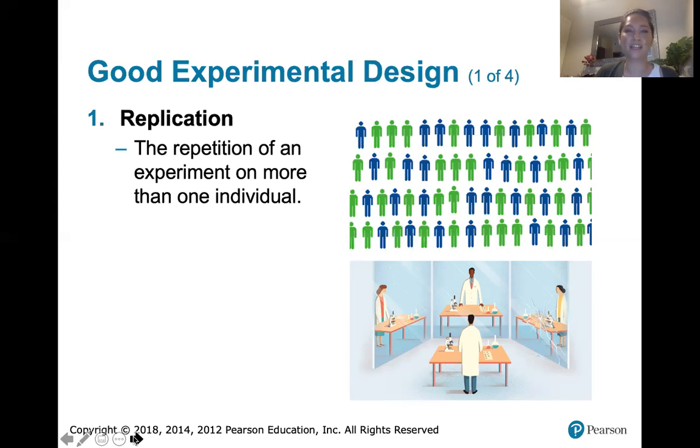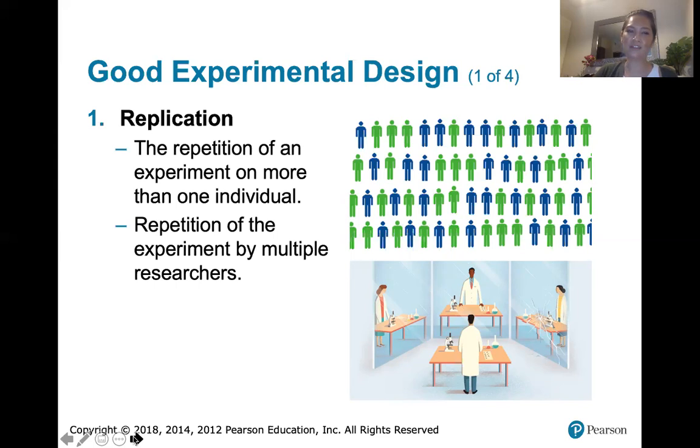Now, sometimes in other settings, you'll see the word replication referred to in experimental design in this way. They'll be talking about the repetition of an experiment by multiple researchers. So this graphic at the bottom is one that came up whenever I searched for replication online. See how all of these scientists are sitting at different desks, all of them repeating the same experiment? Well, that is something that we can think of as replication as well. But when Triola uses the word replication, he's talking about repeating the experiment on more than one individual. So he's talking about sample size.